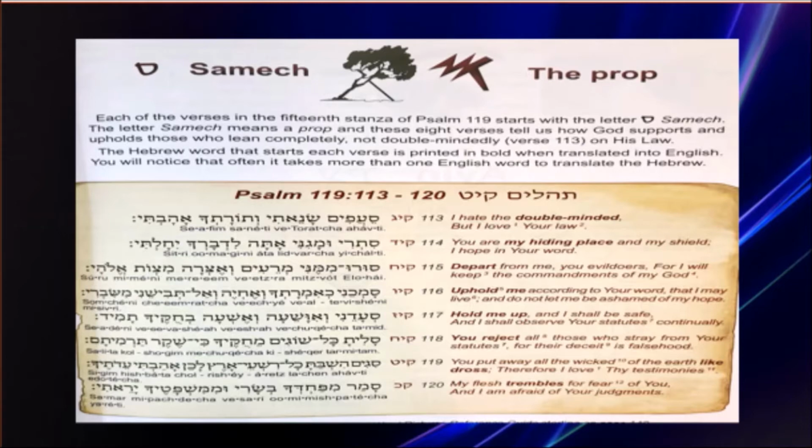Thou hast trodden down all them that err from thy statutes, for their deceit is falsehood. Thou puttest away all the wicked of the earth like dross. Therefore I love thy testimonies. My flesh trembleth for fear of thee, and I am afraid of thy judgments. So we see here each verse in this stanza begins with the letter Samekh.